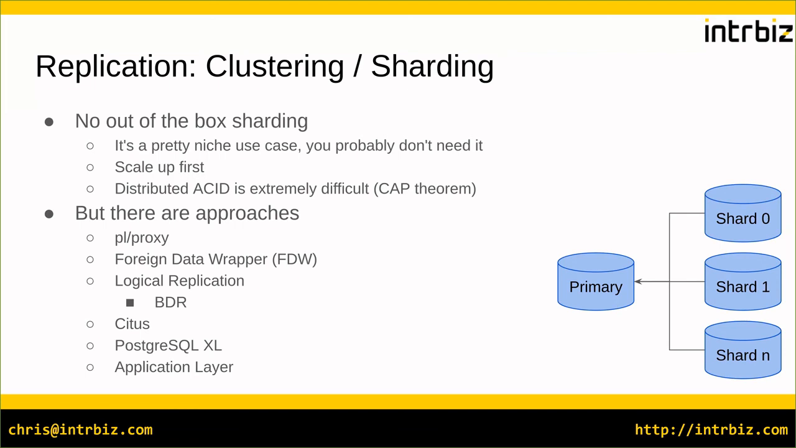And ultimately, at the end of the day, distributing data across multiple servers is extremely complicated and extremely difficult. And this is where something called CAP theorem comes in. So consistency, availability, and tolerance to network partitions. And effectively, you can choose 2 of those 3, but not all 3 of them.